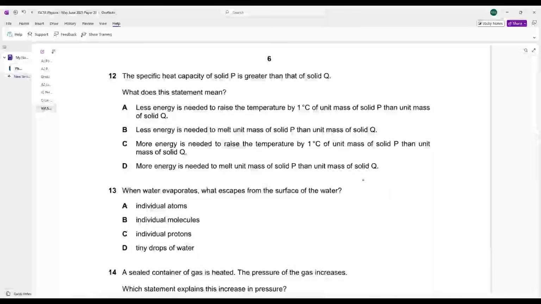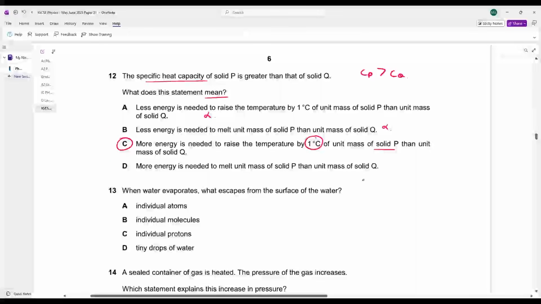Let's further move ahead. The specific heat capacity of solid P is greater than the specific heat capacity of solid Q. What does this statement mean? Less energy is needed to raise the temperature by 1 degree centigrade? No. Less energy, no. More energy is needed to raise the temperature by 1 degree centigrade of unit mass of solid P than the mass of solid Q. C is your answer.